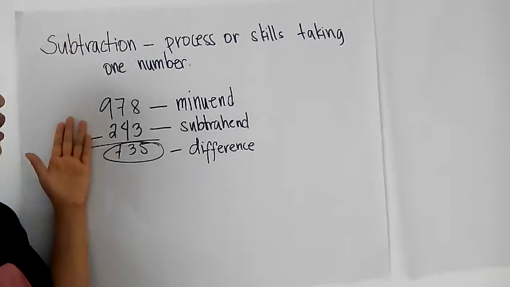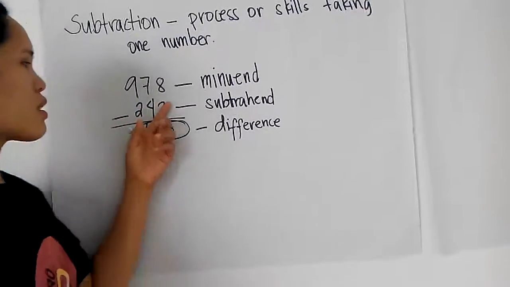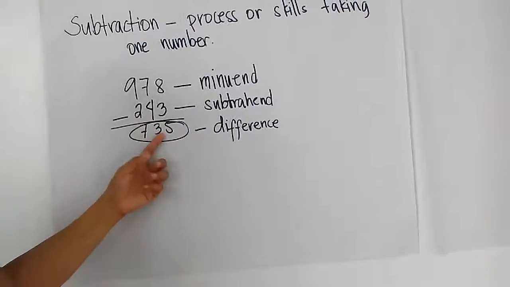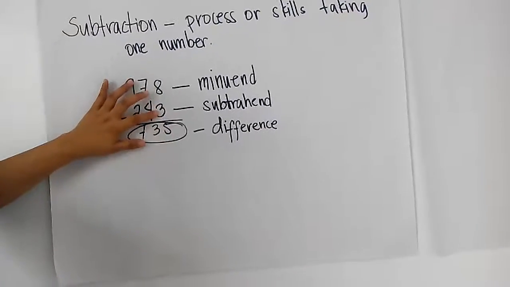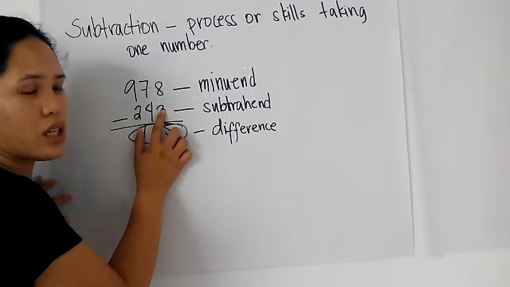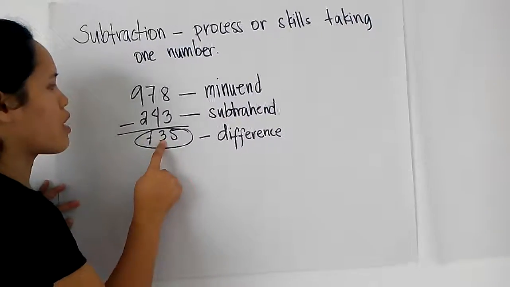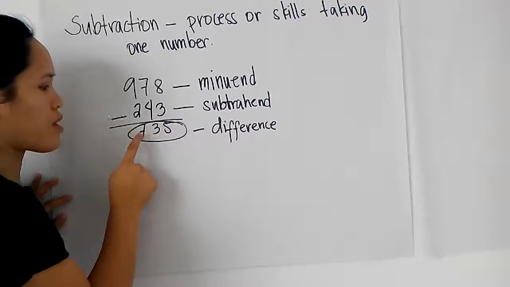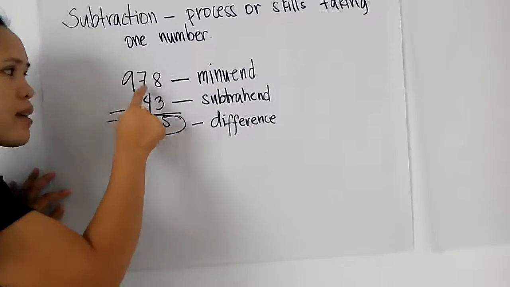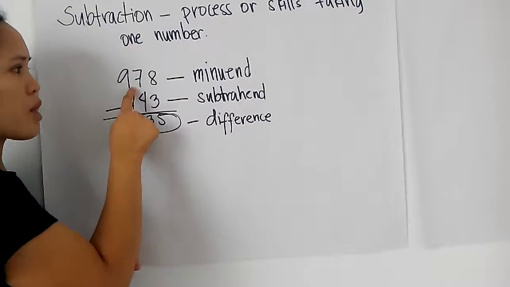And here I have an example of subtraction. 978 subtracted by 243 is equal to 735. 8 minus 3 equals 5, so 8 taken 3 is equal to 5. 7 taken 4 is equal to 3. 9 taken 2 is equal to 7. So the answer is 735.